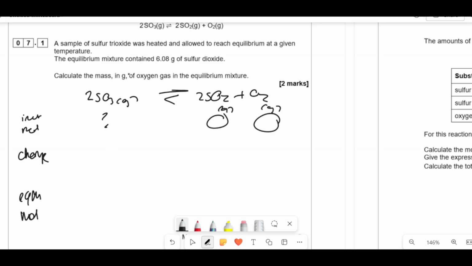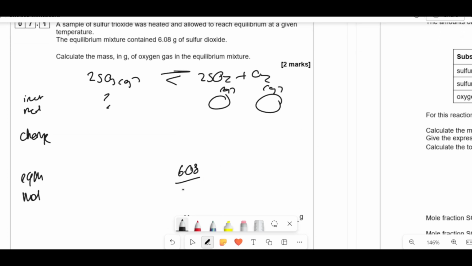But they've told us here that the equilibrium mixture had this much sulfur dioxide. So we need to work out the moles of sulfur dioxide, which is 6.08 divided by its MR, which is 64.1, which is 0.0949. Now, every two of these makes two of these, but one of those. So if this has gone up from 0 to 0.0949, this will have gone up by 0.0949 over 2. We would have added that.